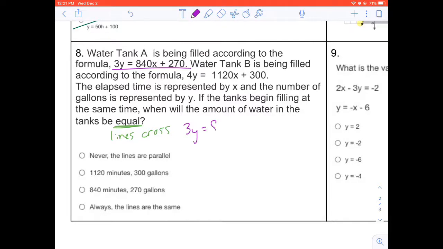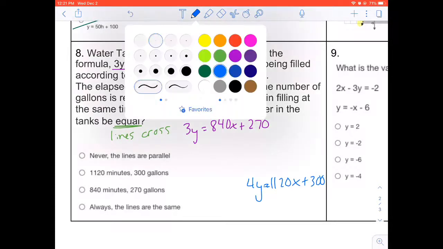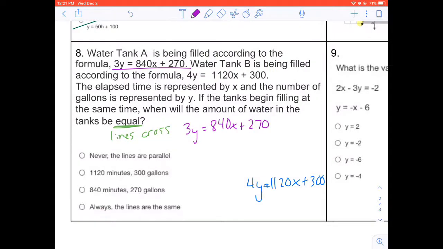3y equals 840x plus 270. And then I'm going to also recopy this other equation, 4y equals 1120x plus 300. And I'm going to solve them. When we get them in y equals, Desmos will do the work for us.